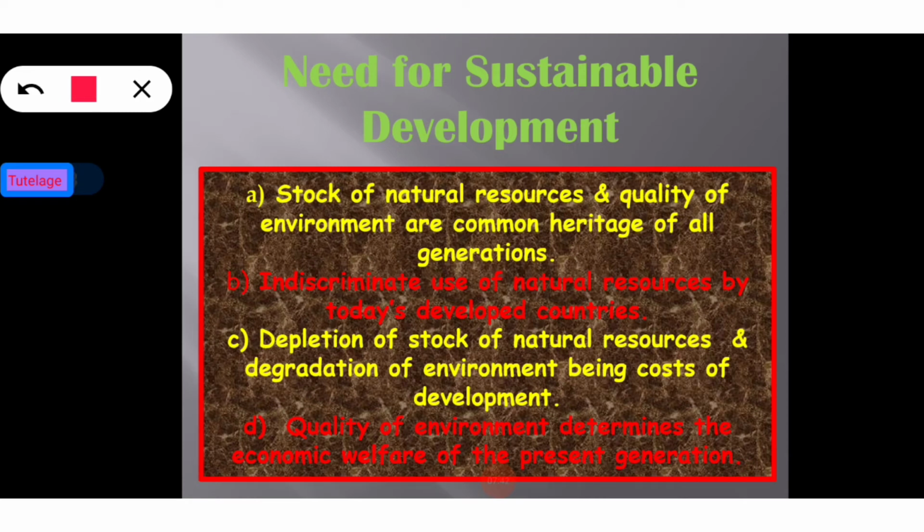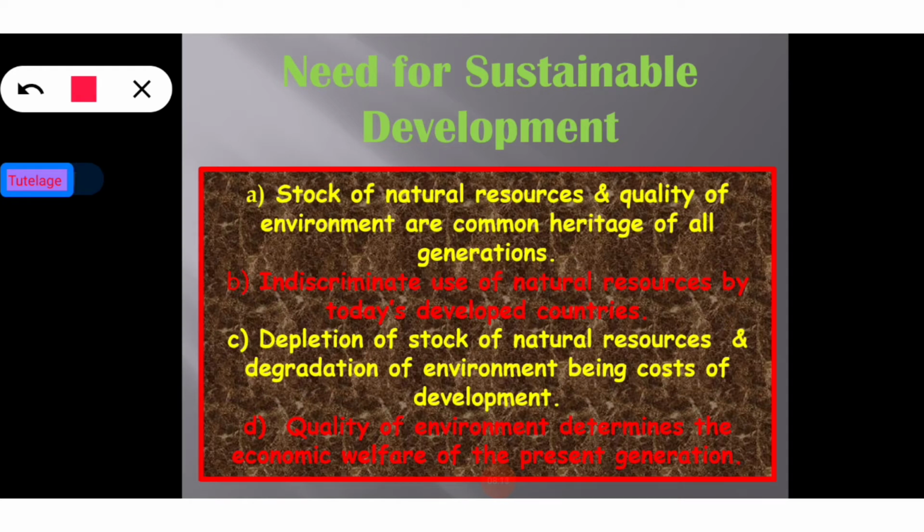It is very important to know why there has been growing concern about sustainable development in recent years. Why do we talk about sustainable development? In particular, why should we be interested in protecting the well-being of future generations? The main reasons for our emphasis on sustainable economic development are as follows.